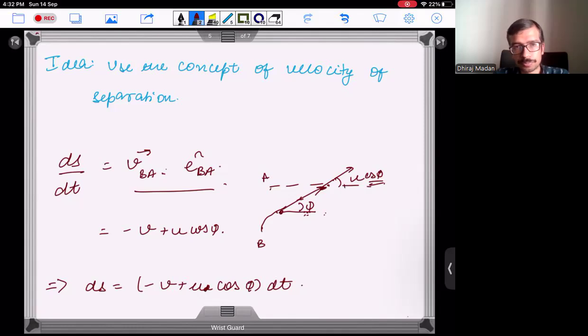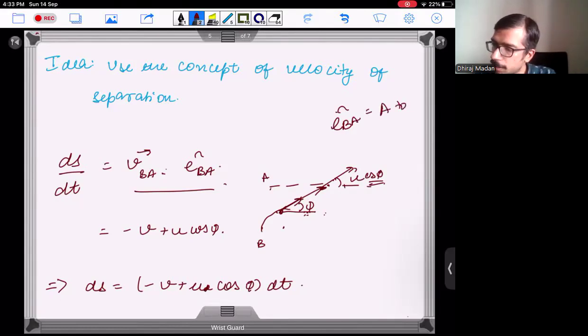Yeah, so actually this is okay. Both of these components are in the opposite side. So basically we need to look at the direction of EBA hat, which is essentially the direction from A to B. Both of these are from B to A. If I do VB minus VA dot EBA hat, then VB dot EBA hat is minus v, and VA dot EBA hat is minus u cos phi. So minus of minus u cos phi gives us plus u cos phi, and overall we got minus v plus u cos phi.